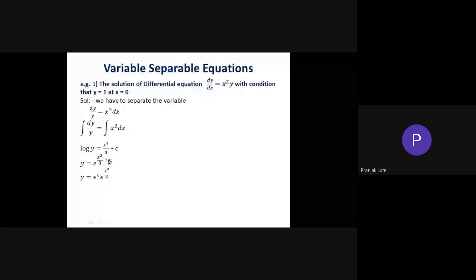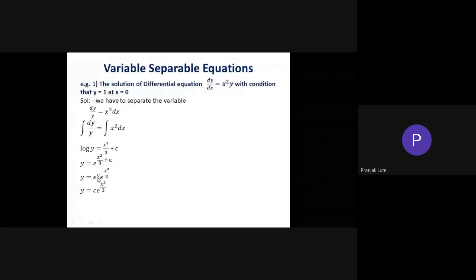So y equal to, we have to separate the power e to the power c into e to the power x cube by 3. Here e to the power c means c log e. Log e is 1. So e to the power c is only c, times e to the power x cube by 3, and this is the required solution of that given differential equation.